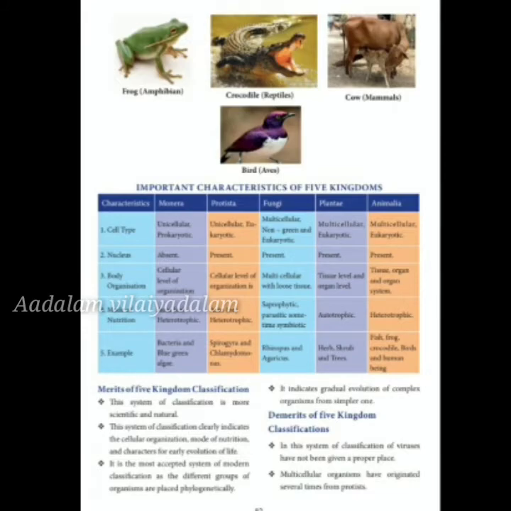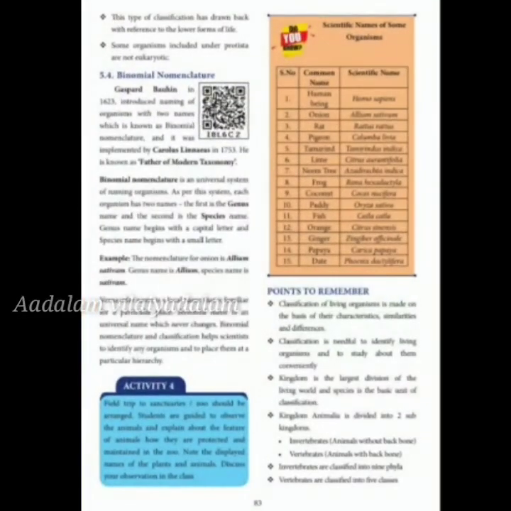It is more scientific and natural. Classification clearly indicates the cellular organization, mode of nutrition, and characters for early evolution of life. It is the most accepted system of modern classification. It indicates gradual evolution. Demerits: in this system of classification viruses have not been given a proper place. Multicellular organisms have originated several times from protists. This type of classification is a drawback with reference to lowest forms of life. Some organisms included under Protista are not eukaryotic.